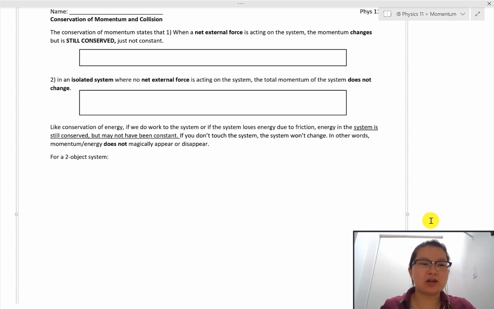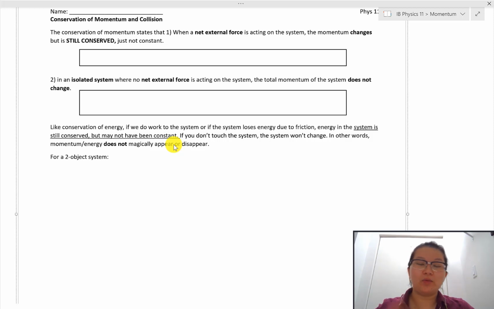In these videos, we're going to talk about conservation of momentum and lots of collisions. Before we dive into examples, I just want to quickly go over the key things I want you to know about conservation of momentum. So, let's get the show on the road.